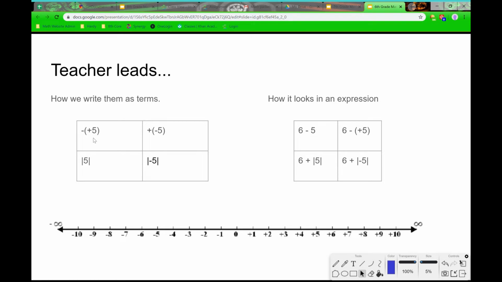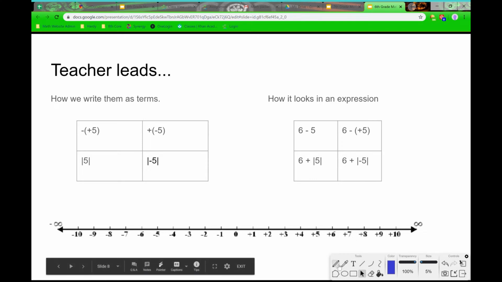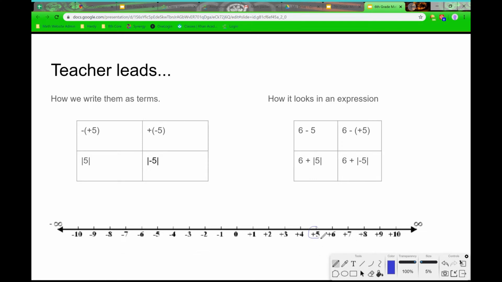Okay, we're going to look at this first one here. This one tells us to start at positive 5. Then it tells us to do the opposite of positive 5. Well, the opposite of positive 5 is negative 5. So this here has a value of negative 5.